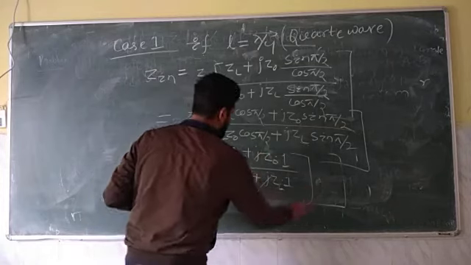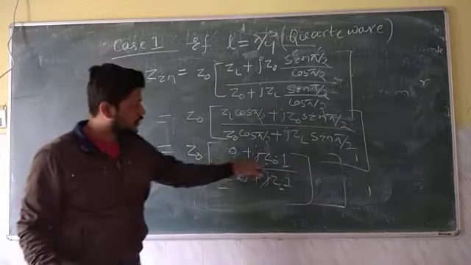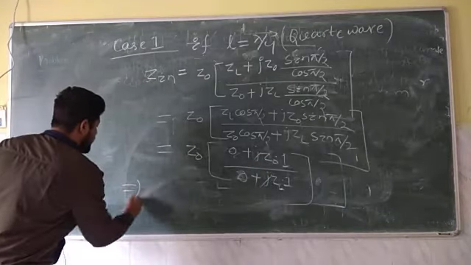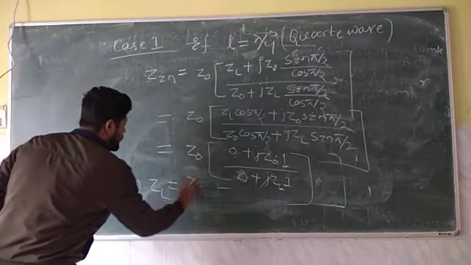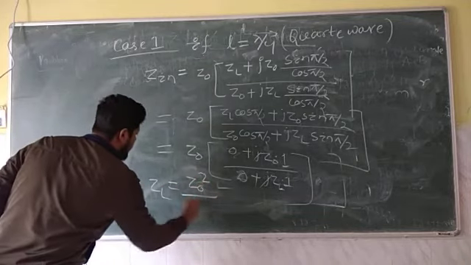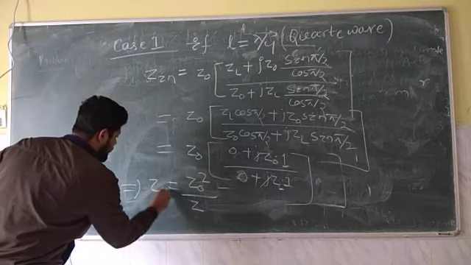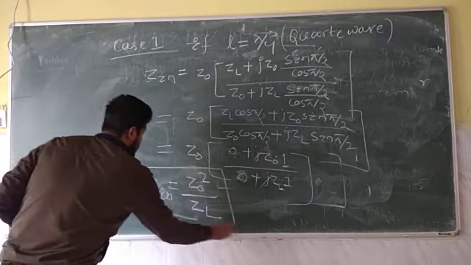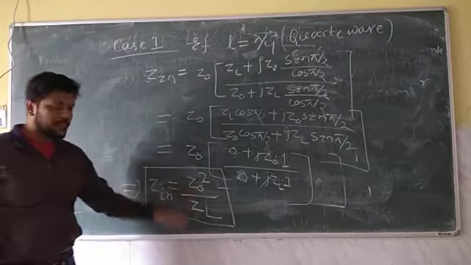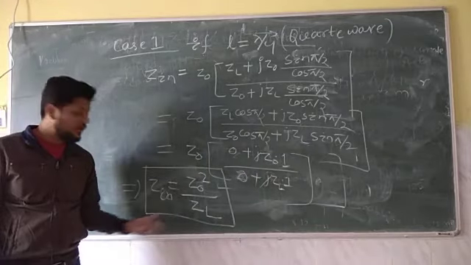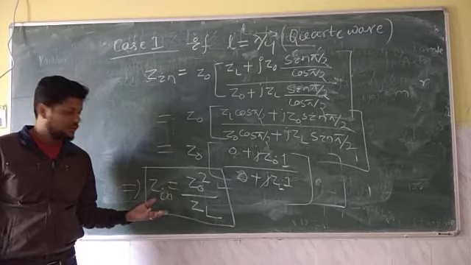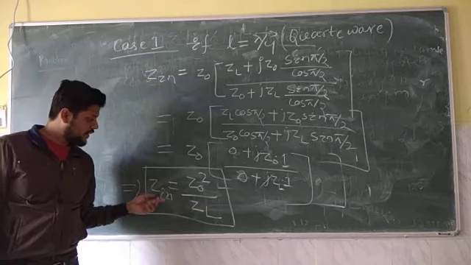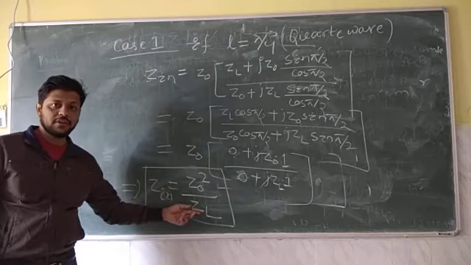What is remaining? So we have Z0 into Z0, so Z0 square divided by ZL. So hence Zin is equal to Z0 square by ZL. An important thing you can notice from here: this ZL is in the denominator. That means this Zin is inversely proportional to this ZL.